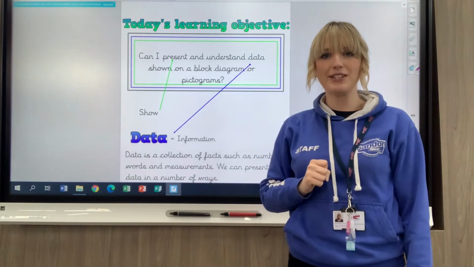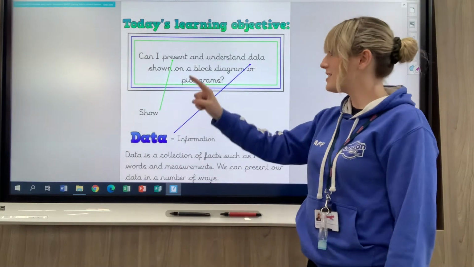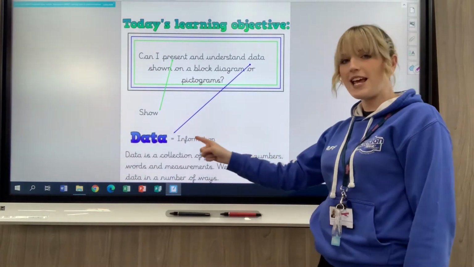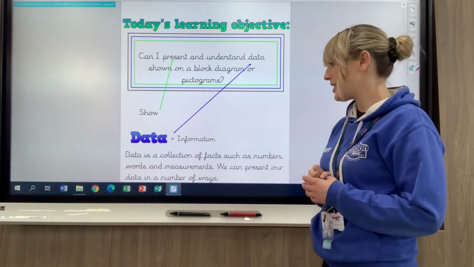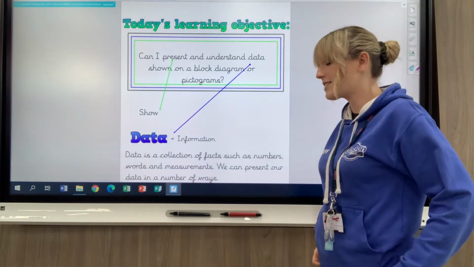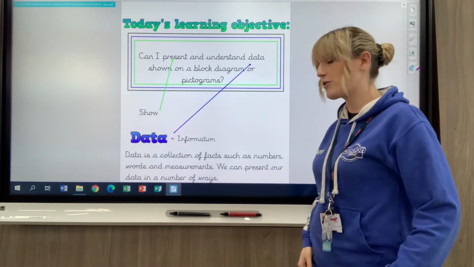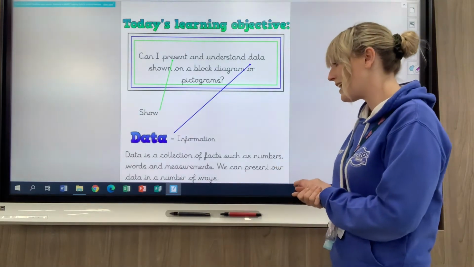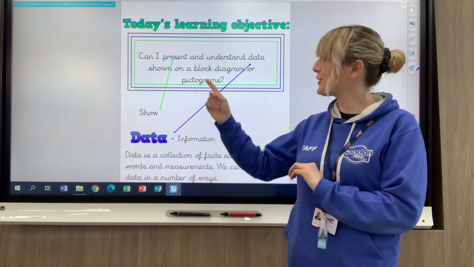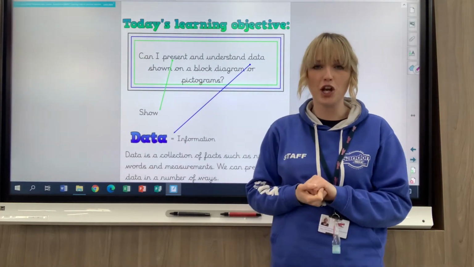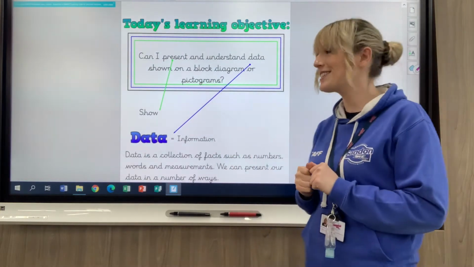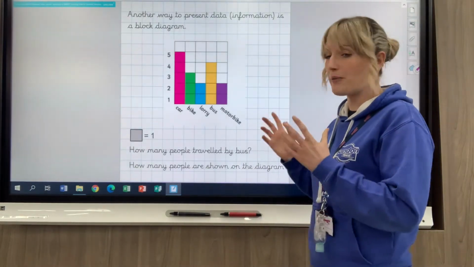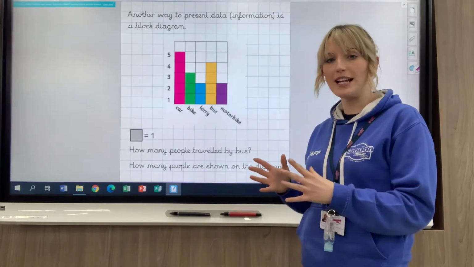So yesterday we looked at tables and tally charts. Today we're looking at block diagrams and pictograms. So data, it's information, it's a collection of facts such as numbers, words or measurements, and we can present or show our data in a number of ways. So we're looking at 2 more ways in which we can show data or information today.